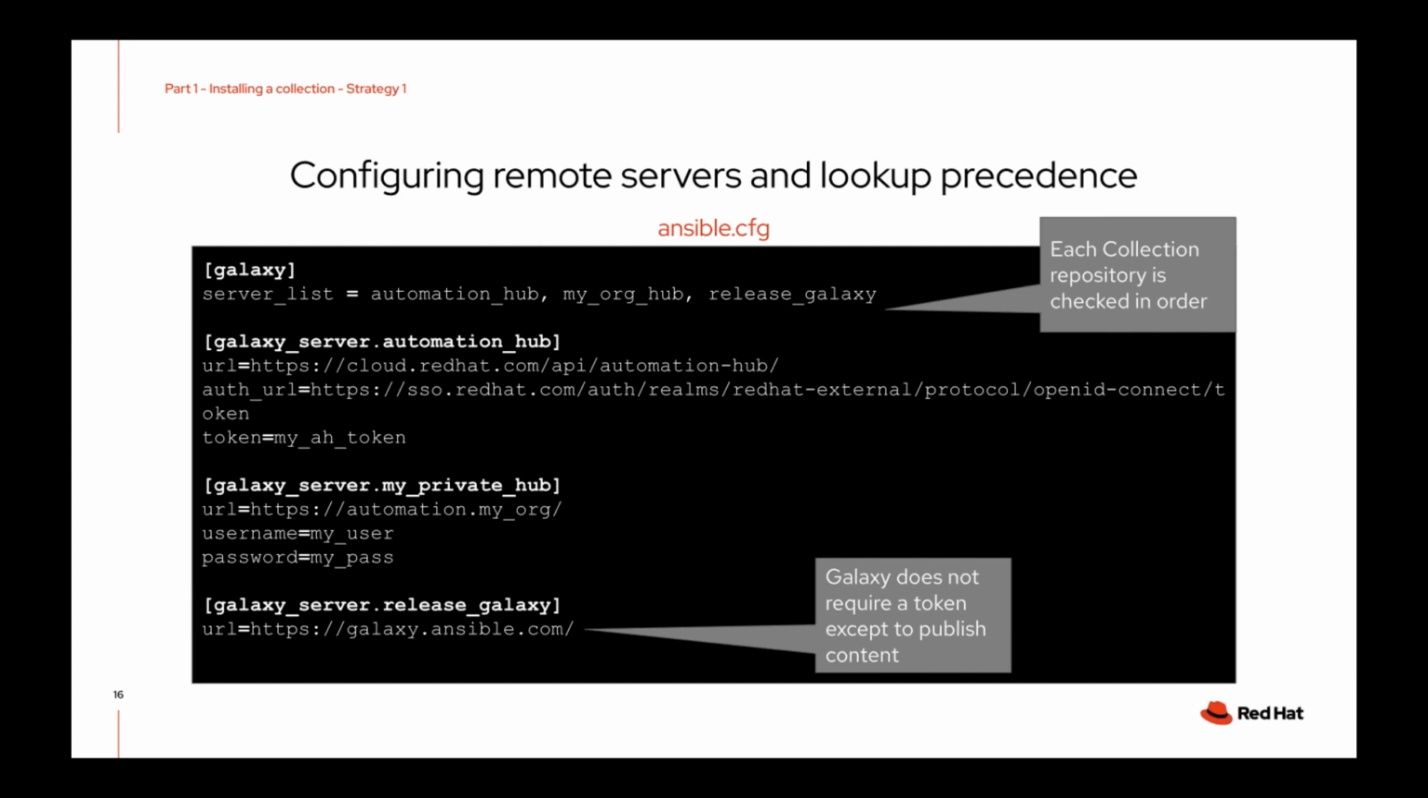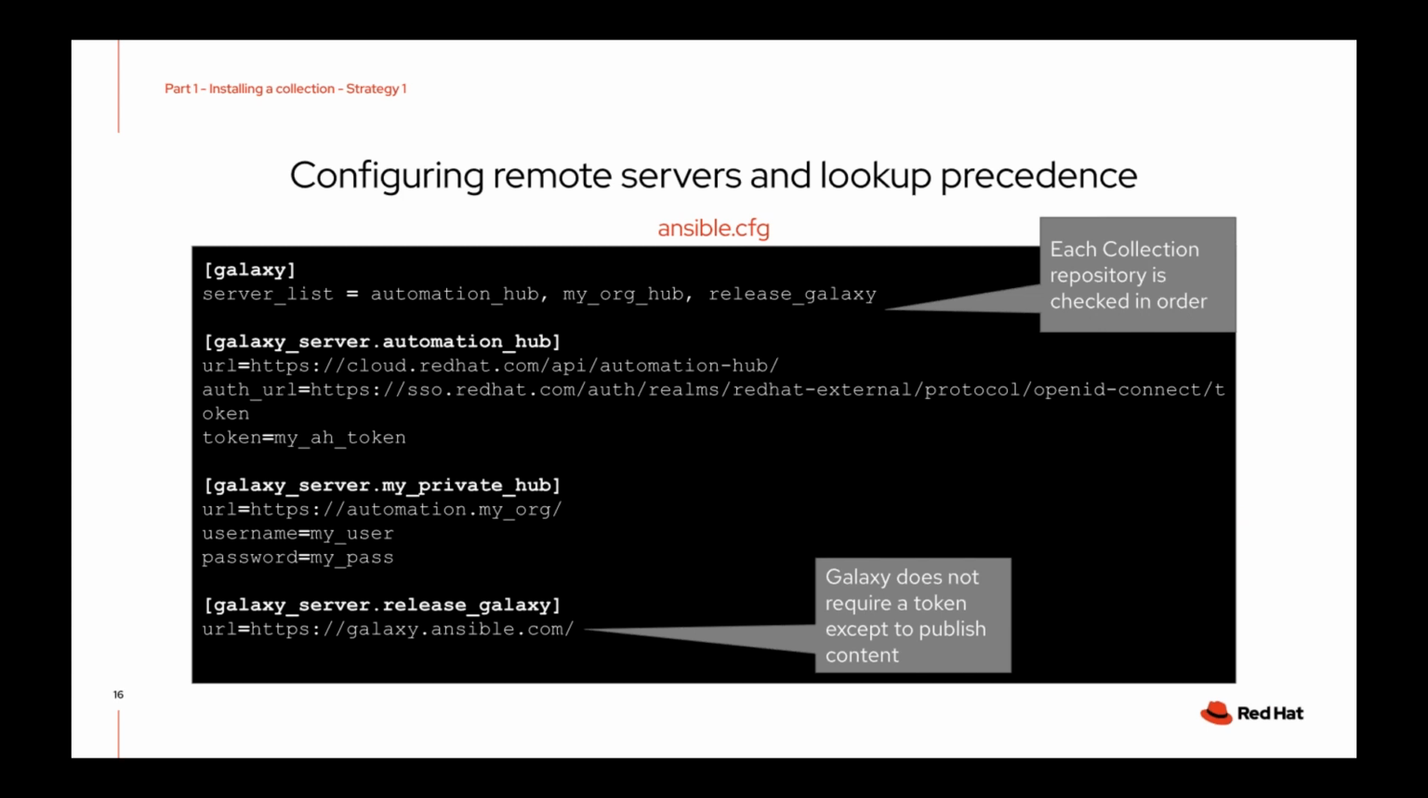So in this case, I have a variable called server list. This is a built-in variable, so this is the one you need to use. And then it reads this in order: Automation Hub, my org hub, release, Galaxy. So in this case, it's saying I'm going to look for content first to install from Automation Hub. Then I'm going to look at my org, and then I'm going to look at Galaxy. So this allows you to always choose Automation Hub first, then your org or Galaxy. And you may want to change that order. It's just literally reading that in from left to right in order.